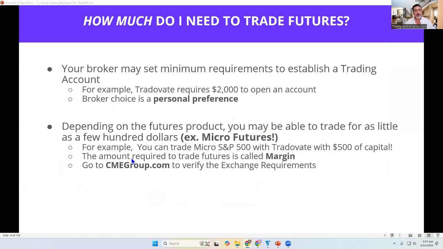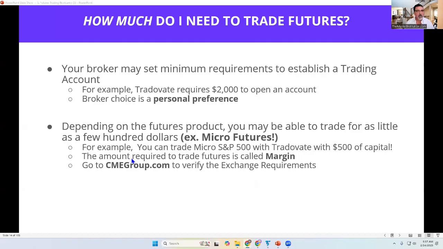Now, your broker may set a minimum requirement to establish a trading account. For example, a company like Tradovate, a broker, okay, requires that you have $2,000 US to open an account. Okay, a broker is a choice and it's a personal preference. We don't recommend any brokers. Okay, not that they're bad. It's just that there is certain liability if we recommend a broker.